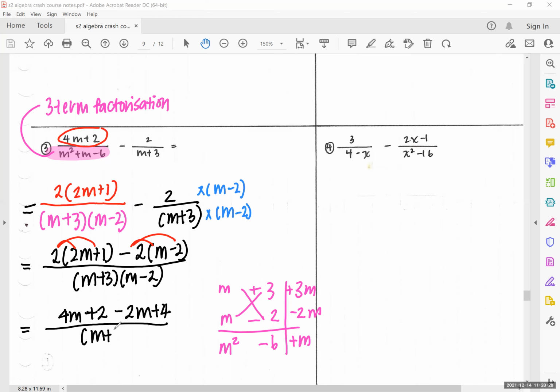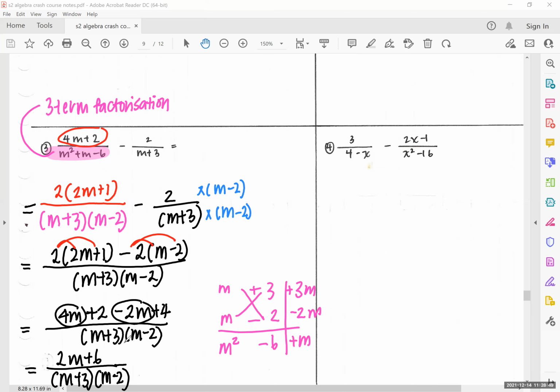So you have m plus 3 and m minus 2. Now let's simplify. What do we get? What's 4m minus 2m? Will just give me 2m. Yeah. And then plus 4 plus 6, plus 4 plus 2.